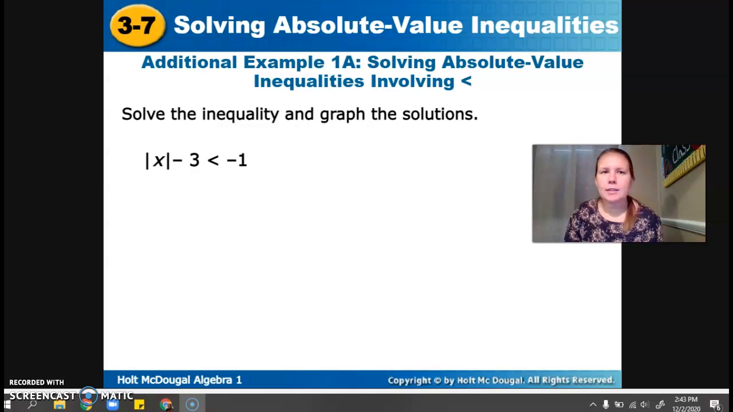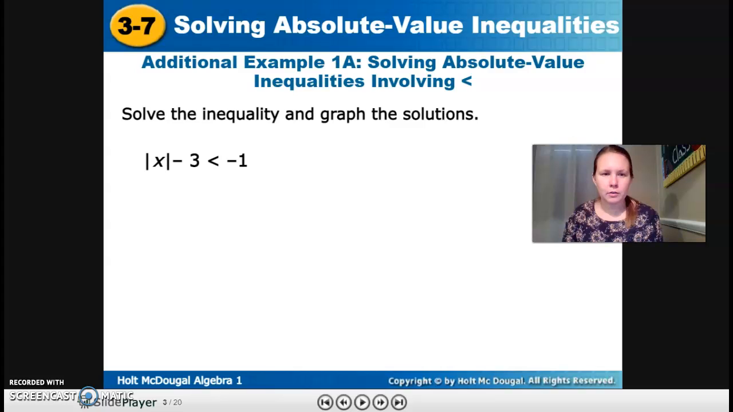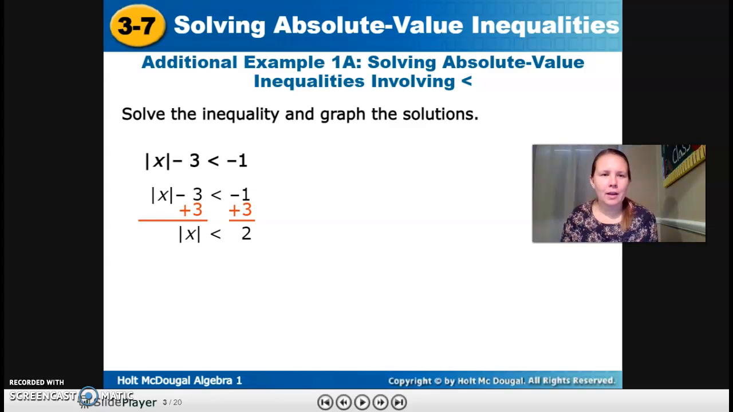So here are your directions again. Solve the inequality and graph the solutions. We have the absolute value of x minus 3 is less than negative 1. Before I can break these up into the and situation, I have to get rid of this minus 3. So that's what I'm going to do first. What we do is we add the 3 over. Then I'm going to have that absolute value is less than 2, because negative 1 plus a positive 3 is 2. Then I can break it into that and situation.